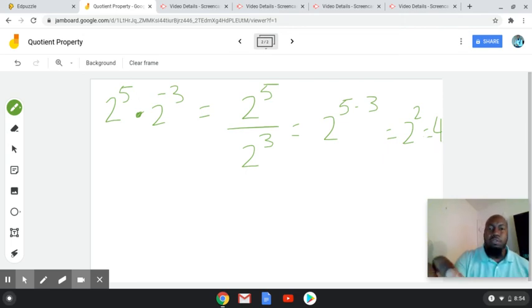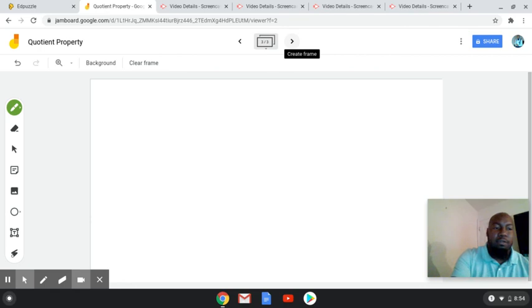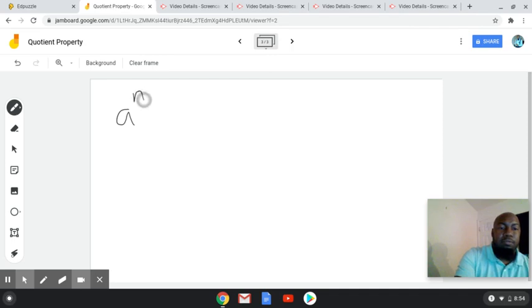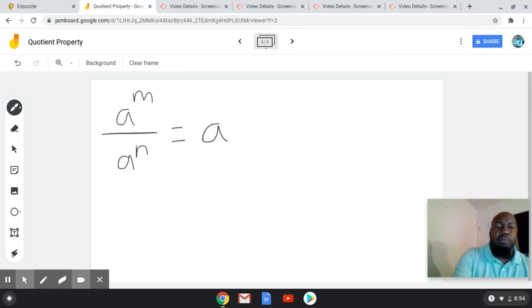So basically what we're saying is that anytime you have a to the m divided by a to the n, that's the same thing as just subtracting the two exponents. And this property is what we would call the quotient property.